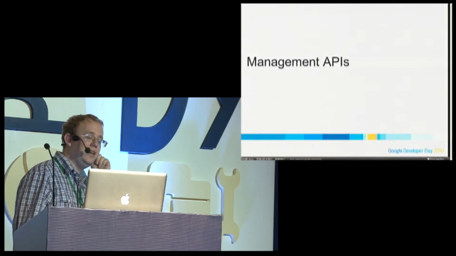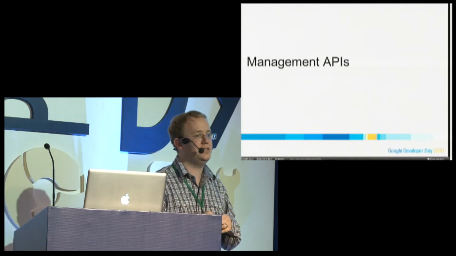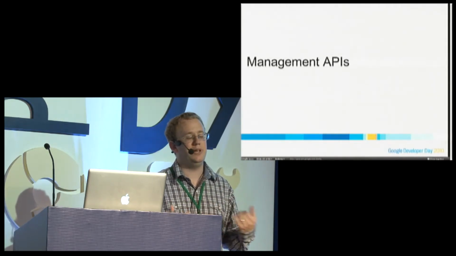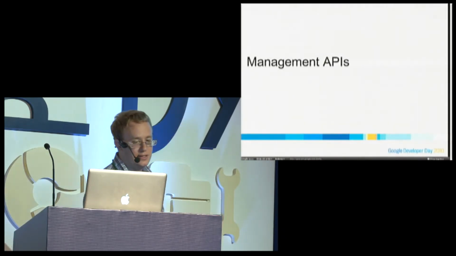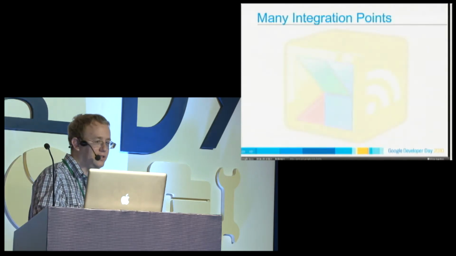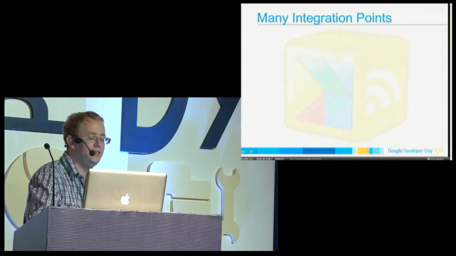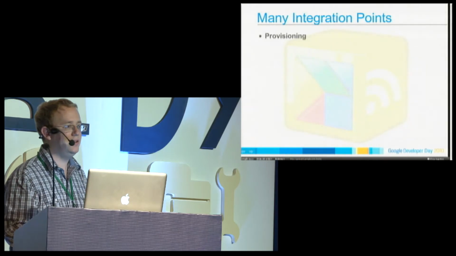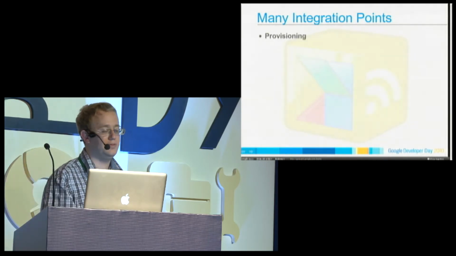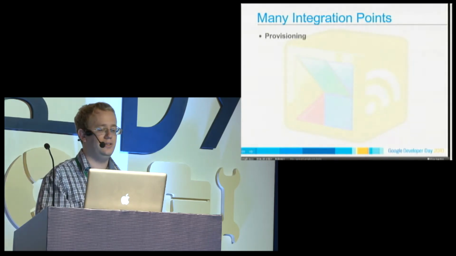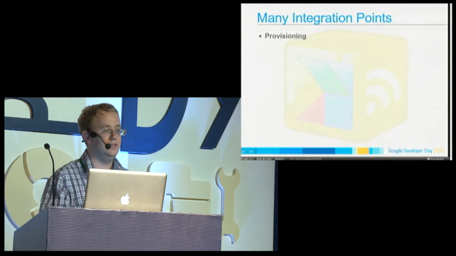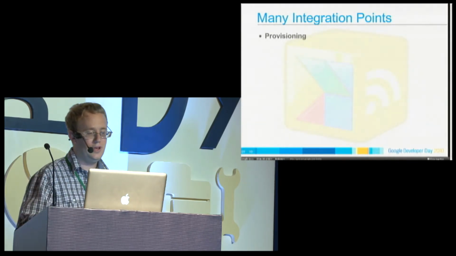Now, in addition to the application APIs for accessing the user's data and manipulating things like their calendars and their contacts, we also have a series of management APIs. There are many different integration points for the management APIs. There's the provisioning API. This is perhaps one of the most common APIs. It allows you to create and delete users and things like that.